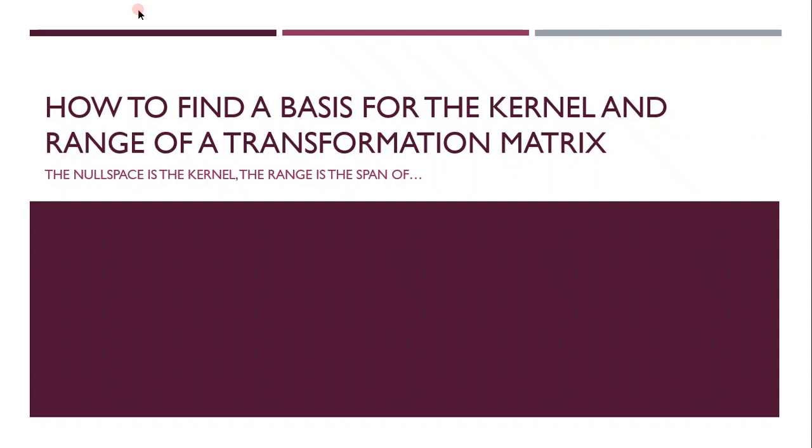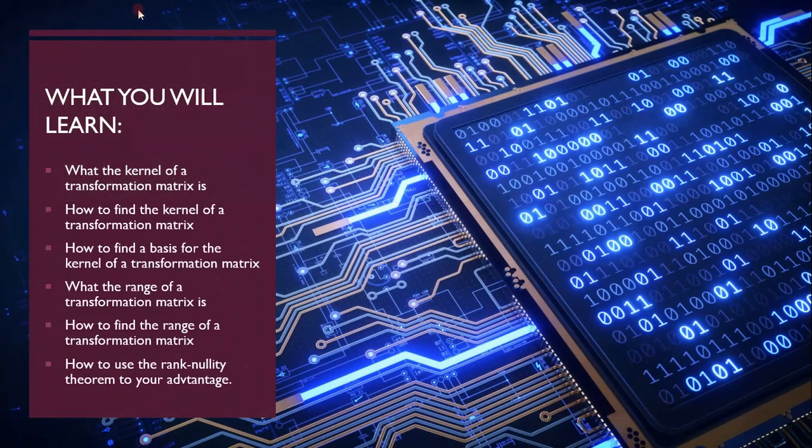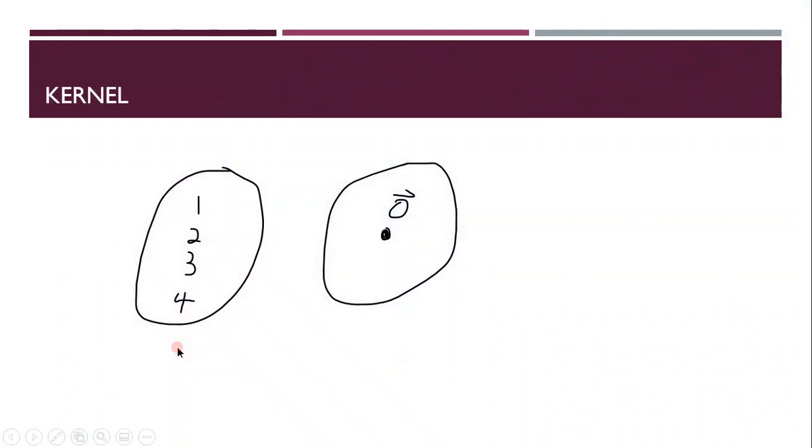Okay, let's have a look at how to find a basis for the kernel and range of a transformation matrix. By the end of this video, you'll know what the kernel of a transformation matrix is, how to find the kernel, how to find the basis of a kernel, what the range of a transformation matrix is, and how to find it, and then how to use the rank nullity theorem to your advantage.